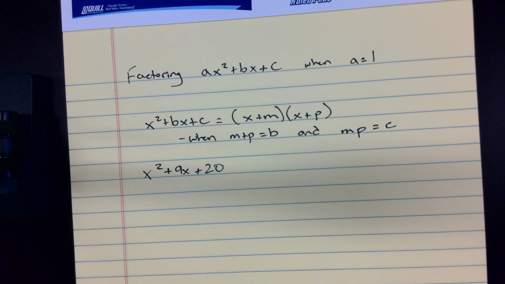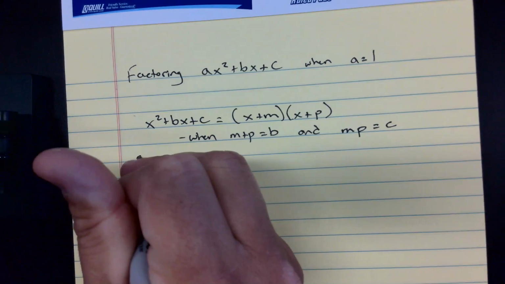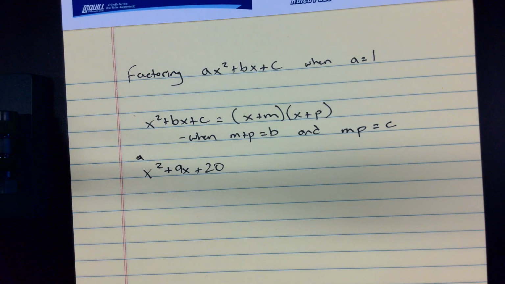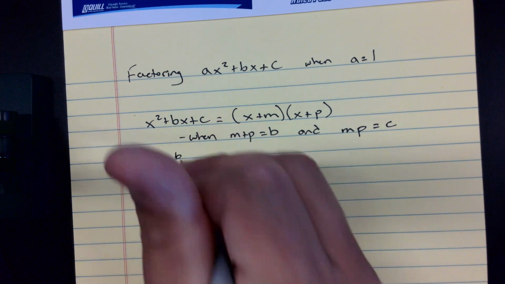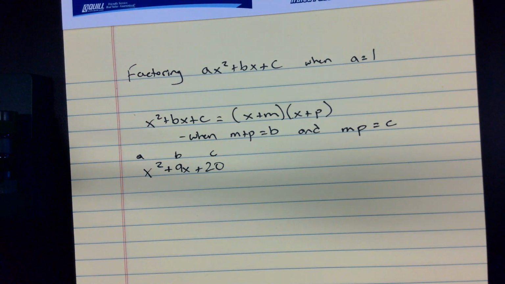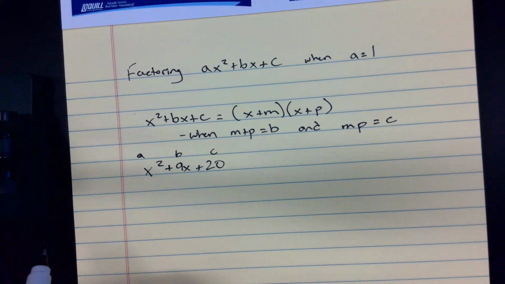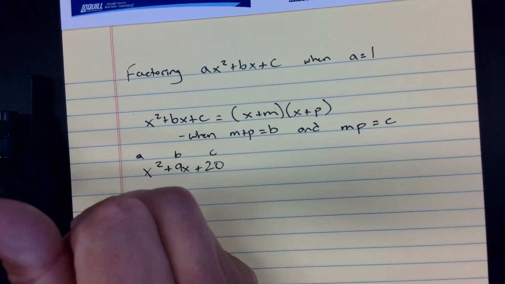The first thing is I like to identify what my A, my B, and my C are. So A is right here. What is A in this problem? 1, right? A is always going to be 1 today. What's B? 9. What's C? 20. Okay, so I always like labeling them. You don't have to. You're getting to the point where you don't have to. Early on, it might be a good idea to label them just so you know which is which. And then this is what we're going to do. I'm going to write out some steps on the first problem, and then we'll go through a bunch quickly.